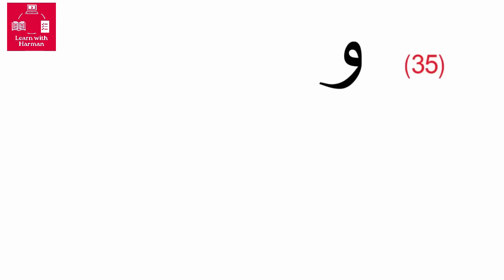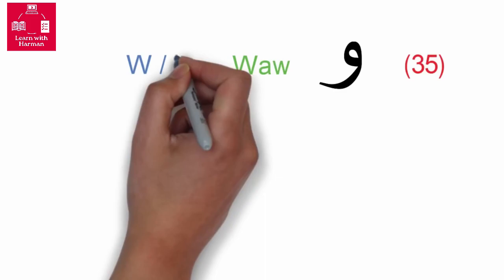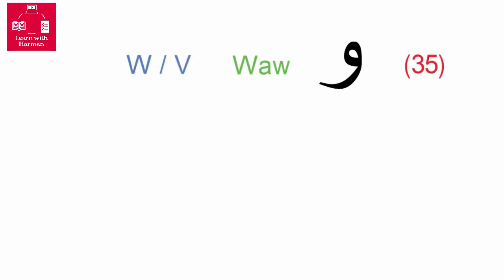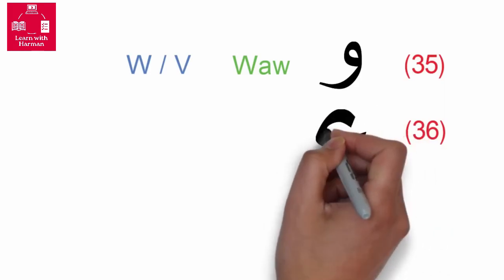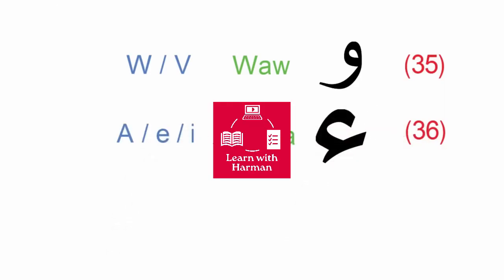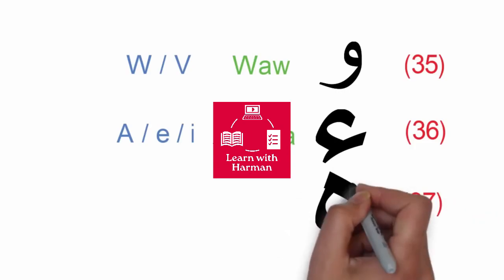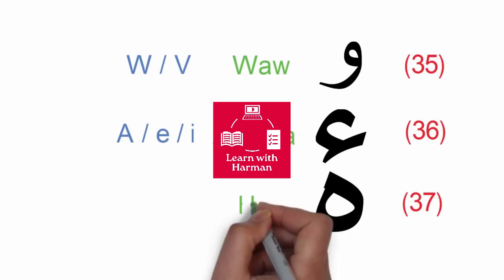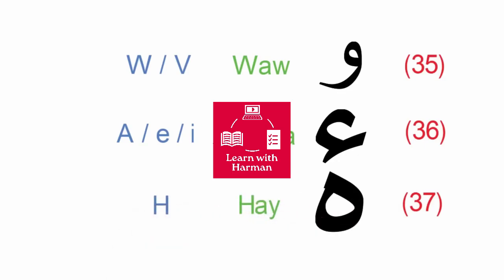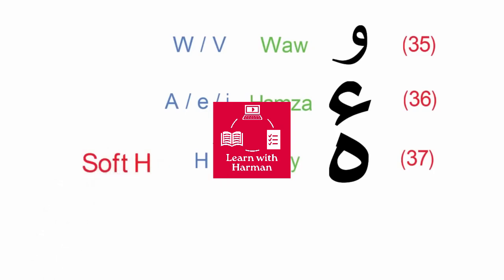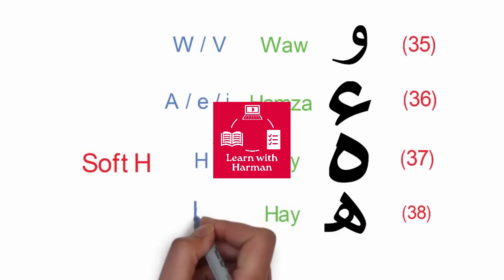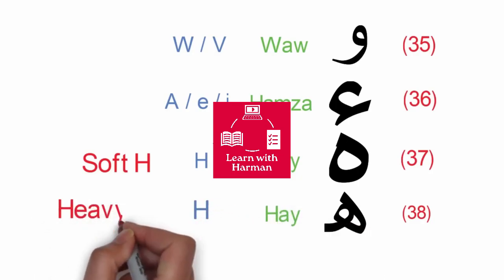Wow. It's W. Hamza. A. Ha. There are two kinds of ha. Both have the same sound of H, but this one is soft, and the second one is heavy. It just has the difference of soft and heavy sounds.